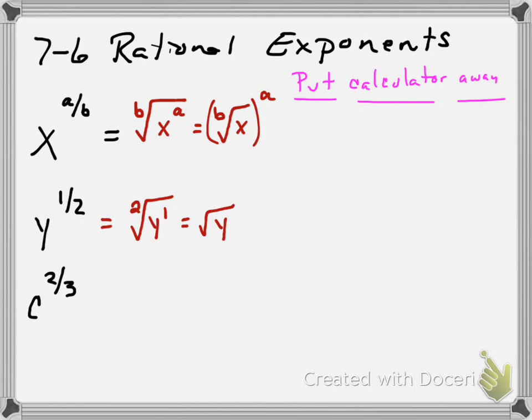How would I write c to the 2/3 power? Anyone? The cube root of c squared. That's the first thing we have to get. The denominator is the index, and everything else goes inside. Or I'll add to this last one, if it was an advantage to you, you could have also written it like this.